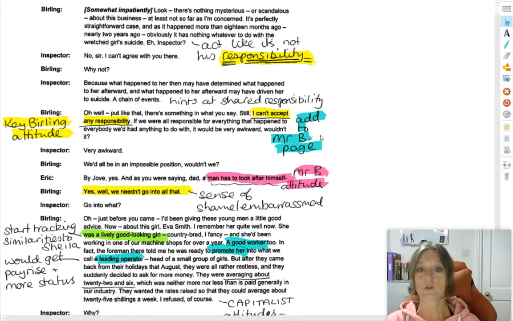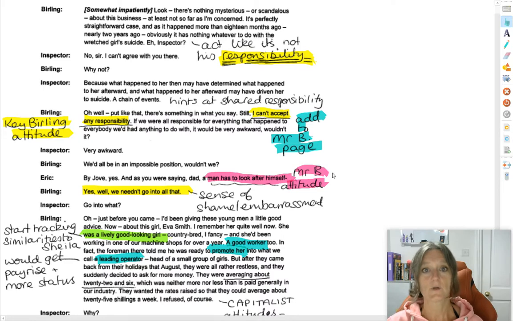You could add that to your Mr. Birling page of quotations too. This shows another one of Mr. Birling's attitudes. Mr. Birling's all like, if you look after yourself and you look after your family, then it does not matter what happens to anybody else. And I'm hoping that none of you agree with that attitude.